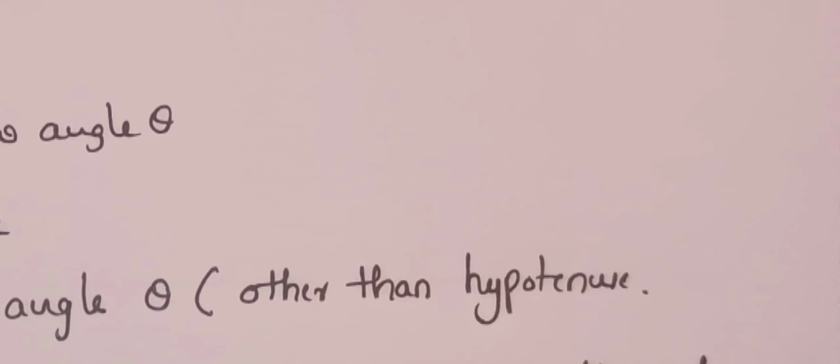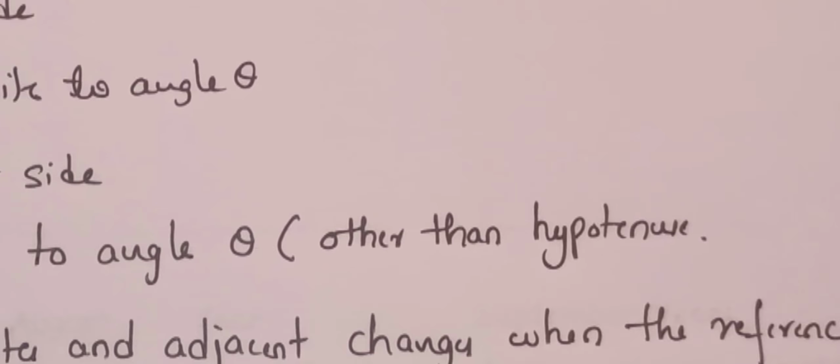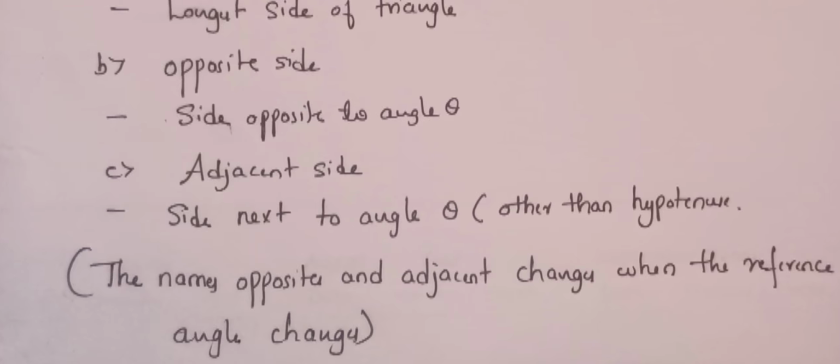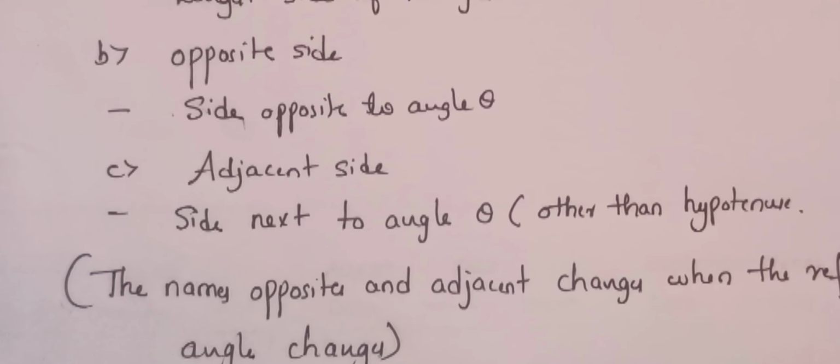In the second image, consider A to B is 1 centimeter, and B to C is 1 centimeter. Then A to C should be 2 centimeters. The hypotenuse is always the greatest side of the triangle, the longest side, so it's easy to understand. The second one is the opposite side.